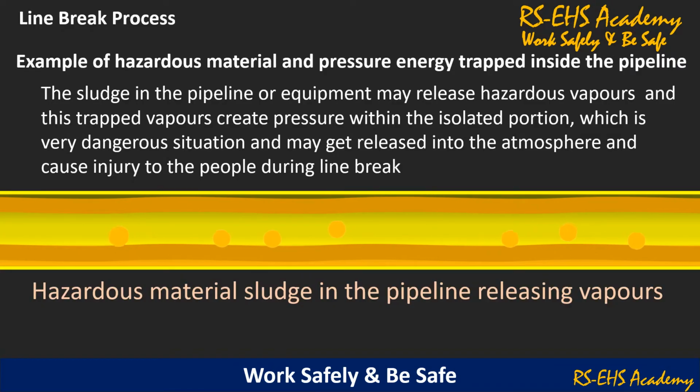Example of hazardous material and process energy trapped inside the pipeline. The sludge in the pipeline or equipment may release hazardous vapors, and these trapped vapors may create pressure within the isolated portion of the pipeline, which is a very dangerous situation and may get released into the atmosphere and cause injury to the people during the line break.